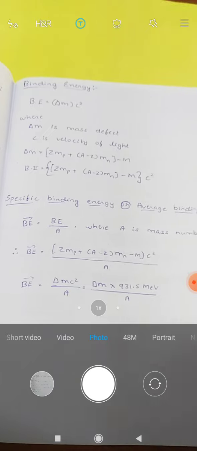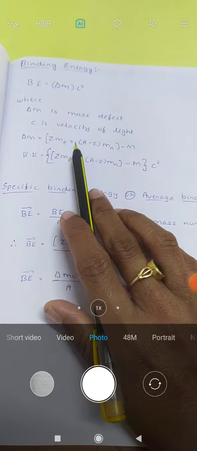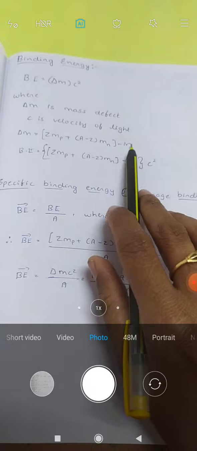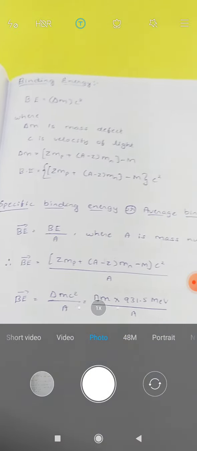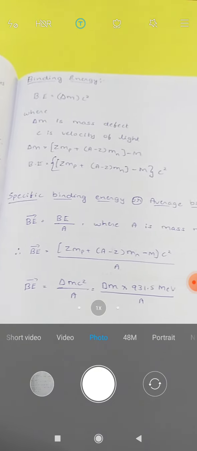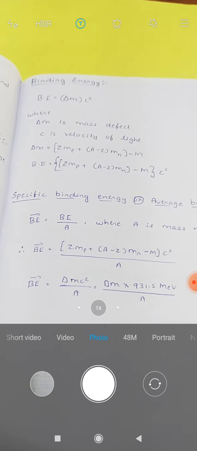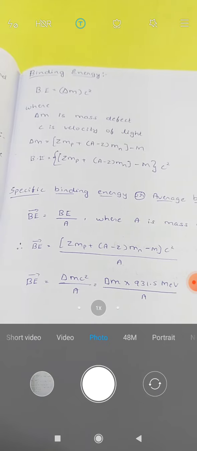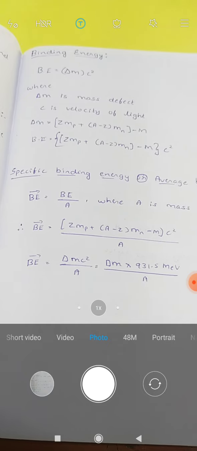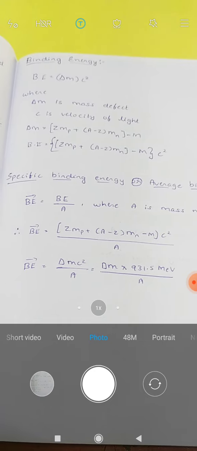But we know the delta m expression: delta m is equal to z into mp plus a minus z into mn minus capital letter M, where capital letter M means the mass of the nucleus. So the binding energy expression can be rewritten by substituting the expression for delta m. Instead of delta m, you have to use z into mp plus a minus z into mn minus m, into c square. This is about the binding energy of the nucleus of the atom.